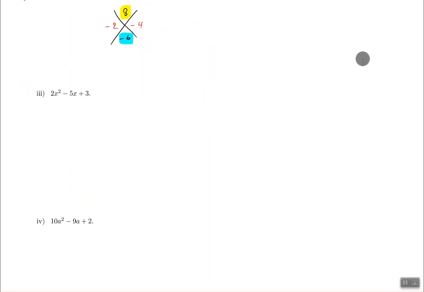Now, what about the slightly more complicated version, where we have a number in front of the x squared that is not a 1? In this case, we have 2x squared minus 5x plus 3. How would we work out this problem? First of all, because of the 2, we're going to have the modified version. We cannot take any shortcuts in this case because of the 2.